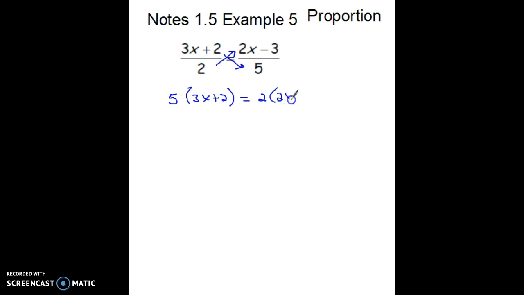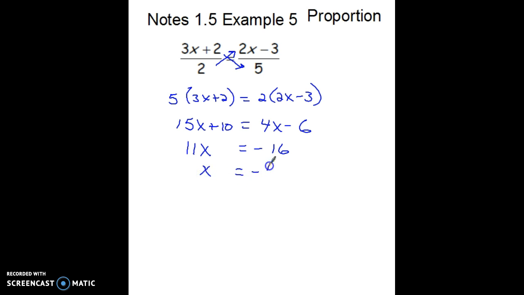So now when we go ahead and distribute, we're going to get 15x plus 10, and here we get 4x minus 6. We have more x's on the left side, so we're going to subtract 4x, and we get 11x. We're going to subtract 10, we get negative 16, and now when we divide by 11, you're going to get negative 16 over 11.